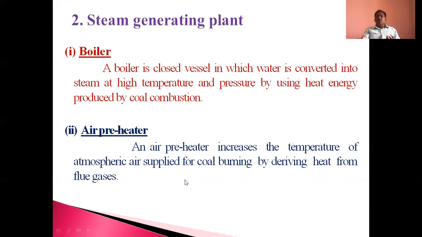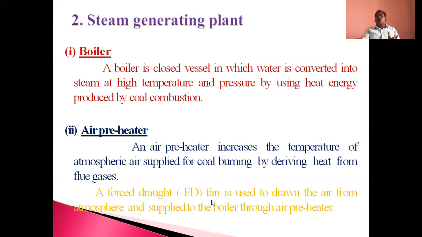And the air is drawn from the atmosphere using a forced draught fan. You can forcibly draw the air from the atmosphere to feed the boiler for coal combustion. The next important component is the economizer. What is the function of the economizer? Through this economizer, the water is fed to the boiler. At the same time, flue gases also flow through this economizer. Then some part of the heat is taken from the flue gases by this economizer. Then, by using that heat in the economizer, the feed water heats up. That's why the economizer is called a feed water heater.